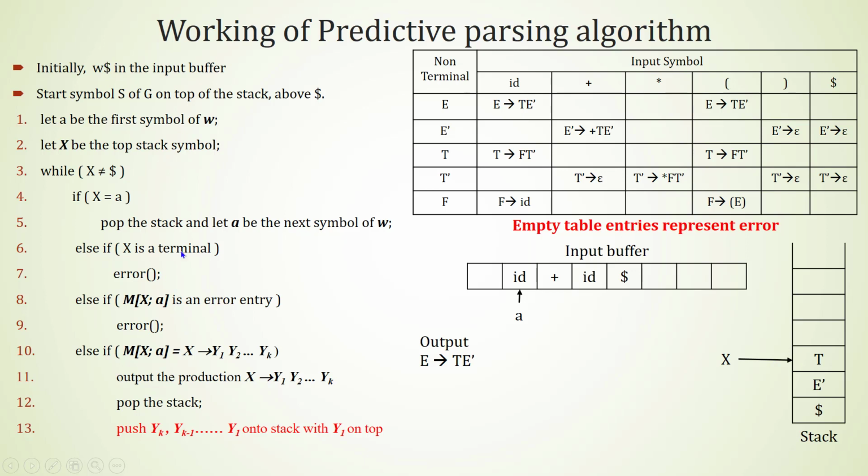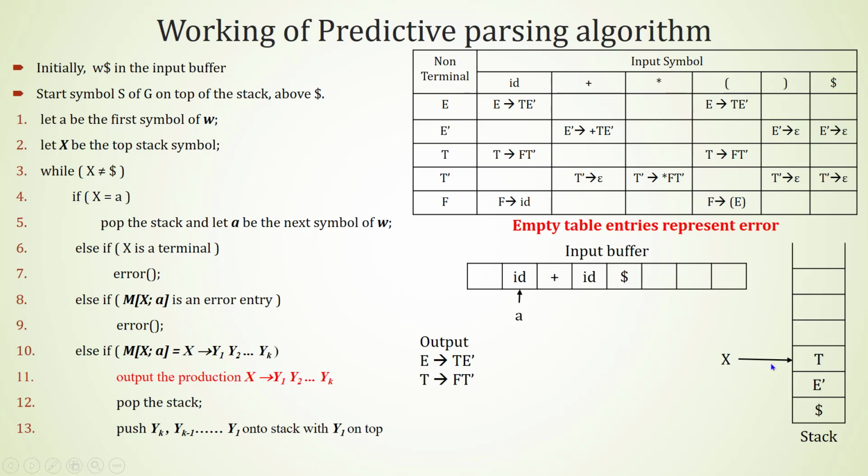Then we check whether X is a terminal. X is not a terminal. Then we will check whether M[X, A] is an error entry. Here X, A means T, id. So the T row, first column is not an error entry because it is not empty. So this condition is true. So you have to output the production. Here T gives FT' will be printed as output.